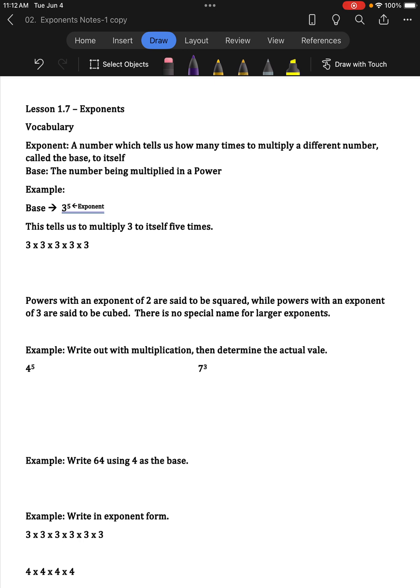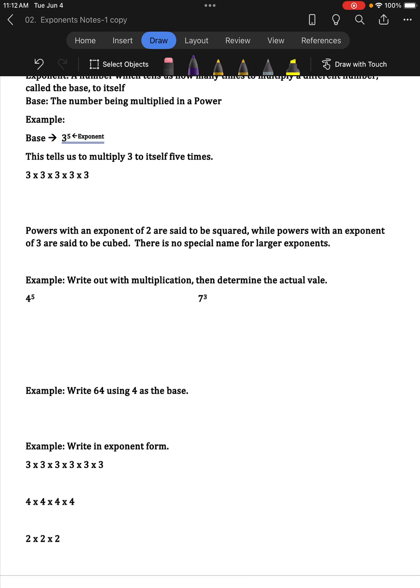So our first two examples ask us to write out, using multiplication, these two exponents, and then determine what their actual value is. So we start with 4 to the 5th power. Well, 4 to the 5th power means I'm supposed to have 5 4s. The exponent of 5 says I should have 5 copies of the base, and the base is 4. Now, when it comes to multiplication, we can only do pairs. So 4 times 4 is 16.